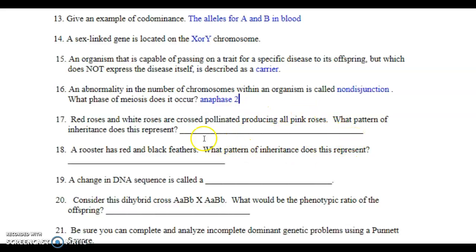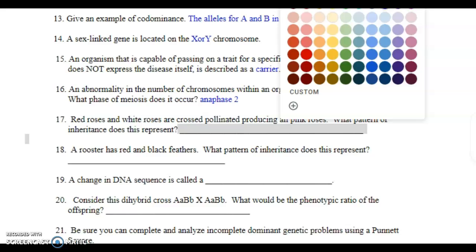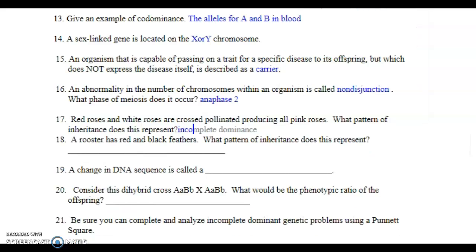Number 17, red roses and white roses are cross-pollinated, producing pink roses. We had red roses, we have white roses, now we have a totally new trait of being pink roses. And pink is a blend of red and white. So what pattern of inheritance would this represent? If we get a blending, it means that red was not totally dominant, that white was not totally dominant, neither one of them showed up completely. They blended together to make a new trait. That is called incomplete dominance. Neither one is completely dominant over the other.